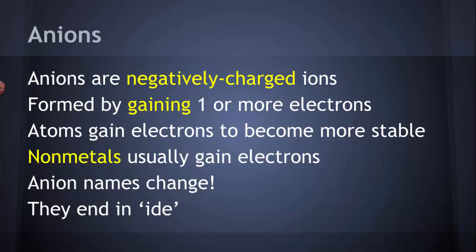Now, when you form an anion, you have to change the name of that substance. The name of the element changes. It ends in IDE. Cations don't do that, but anions do. Okay? So let's look at a couple of examples and see how this works.